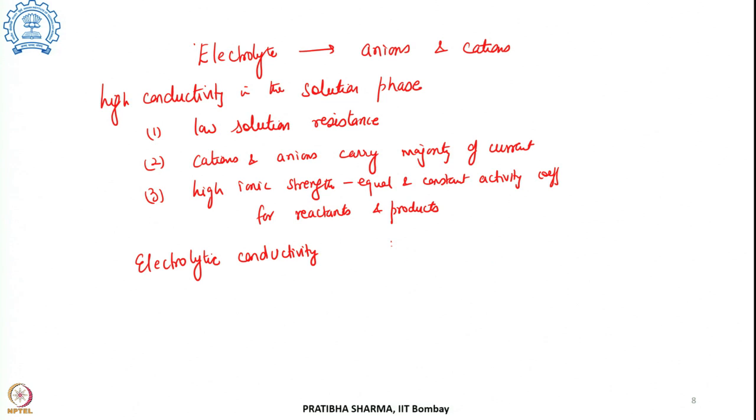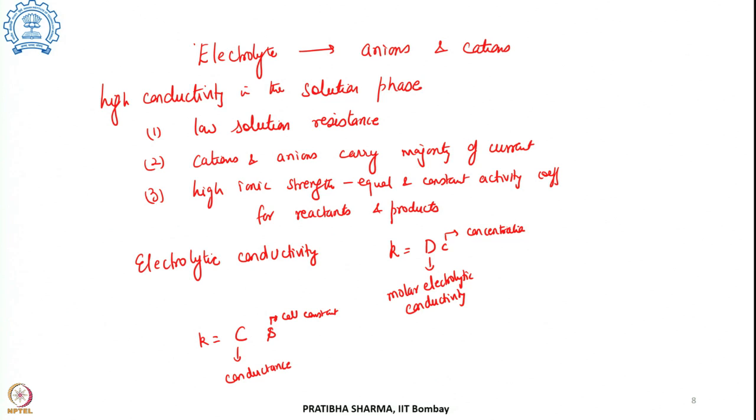this is represented by the molar electrolytic conductivity times the electrolyte concentration. It can also be written as conductance times the cell constant. And usually for typical cases, this electrolytic conductivity lies in the range of 5 to 25 Siemens per meter, and this is when the typical concentration is of the order of say 1 mole per decimeter cube. So, this is usually the electrolytic conductivity being observed.